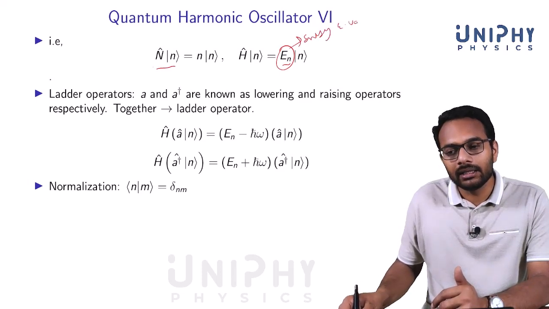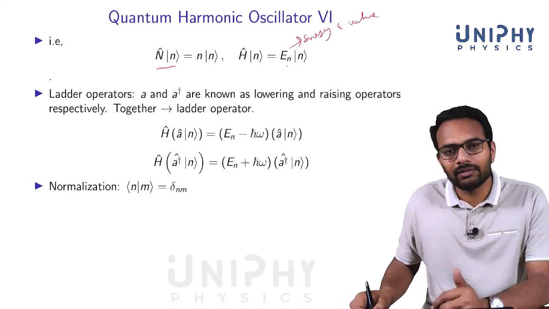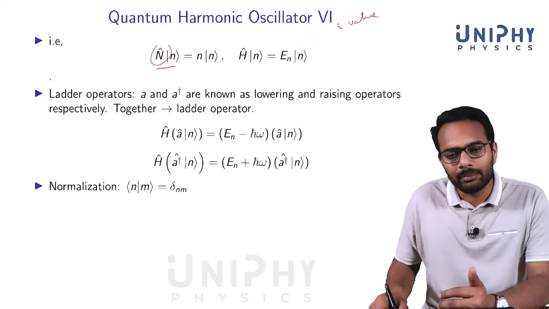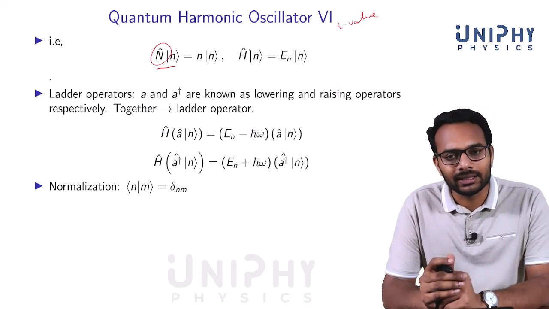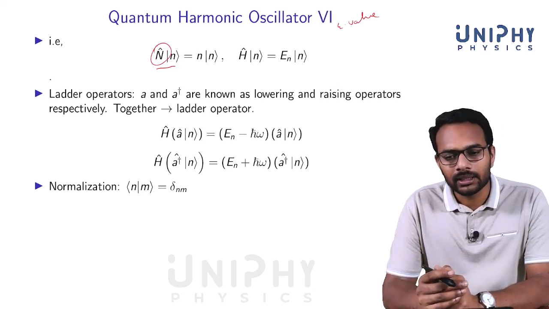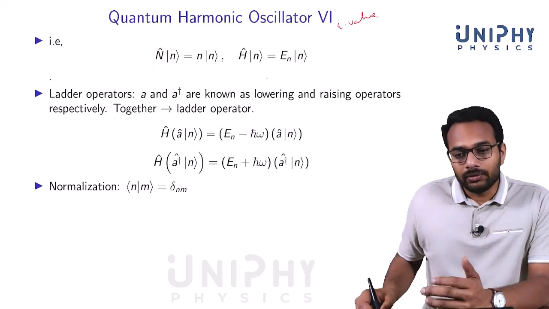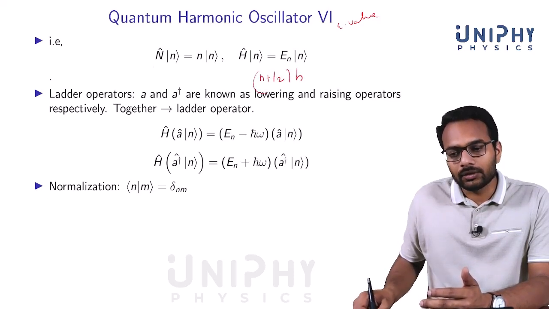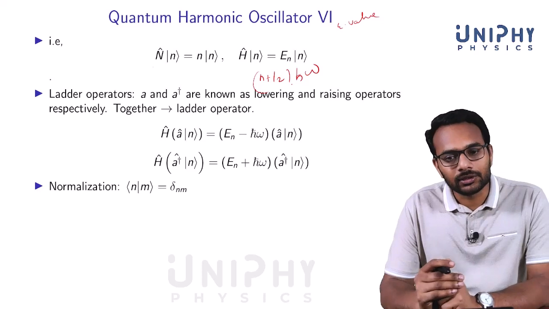So you see that the energy eigenvalue is actually determined by this n, which means that if you know the eigenvalue of capital N, you also know the eigenvalue of energy, obviously. And we already know what this eigenvalue is. It's n plus half times h cross omega.